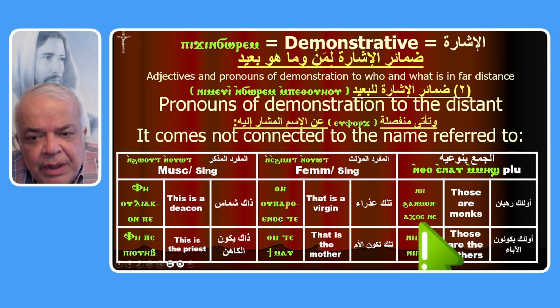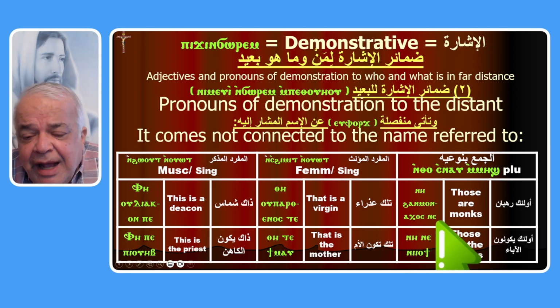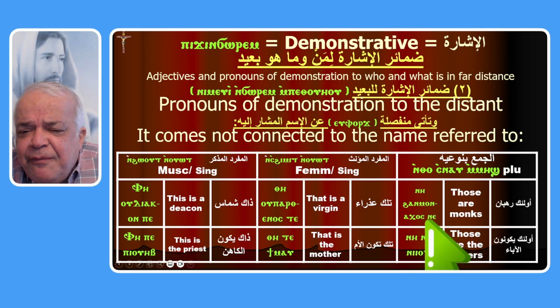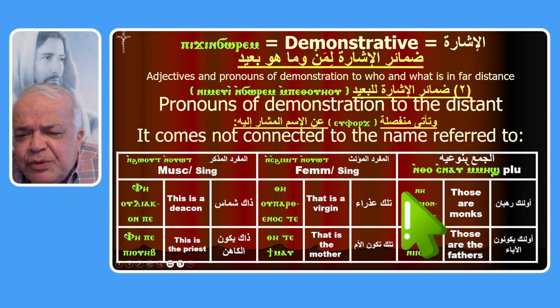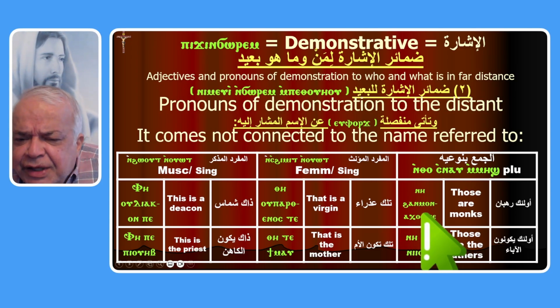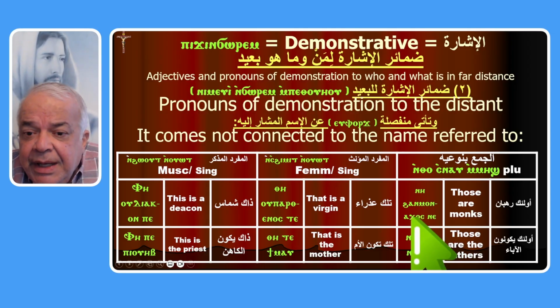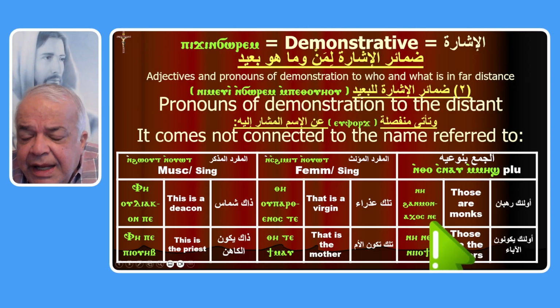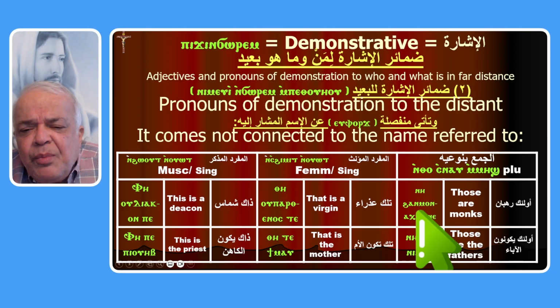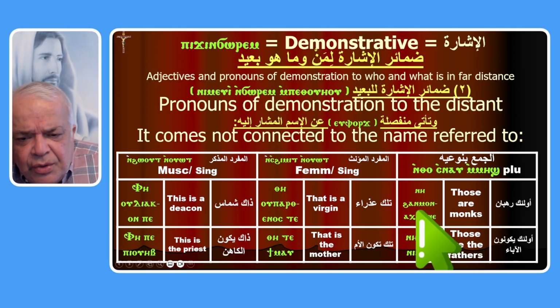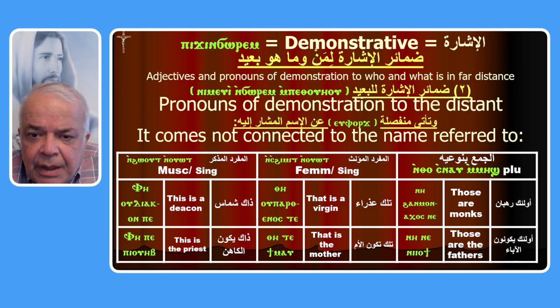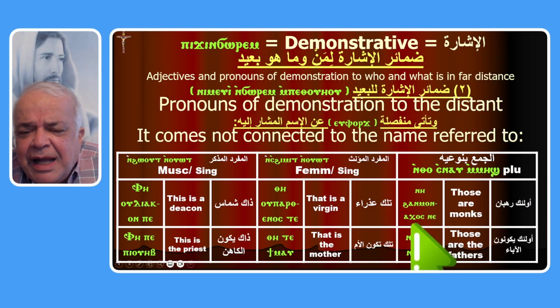The word ne after is the verb to be that comes for the plural, and here it follows the word since it is in the indefinite form. Ni, han, monachos, ne, those are monks, some monks. I don't know them. I can see them from a distance, but I'm not sure.